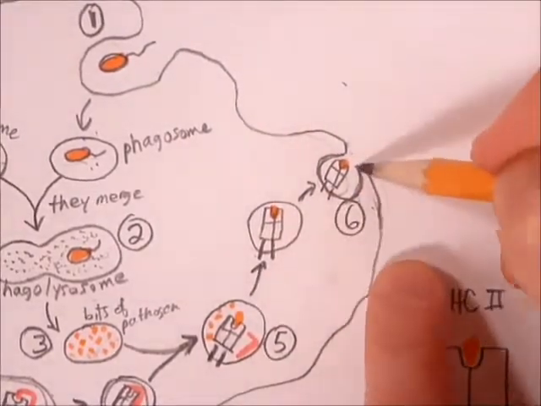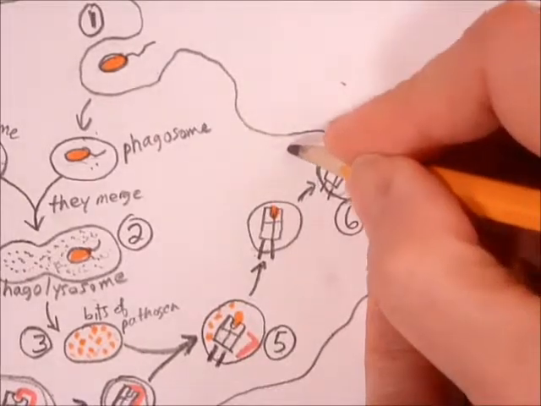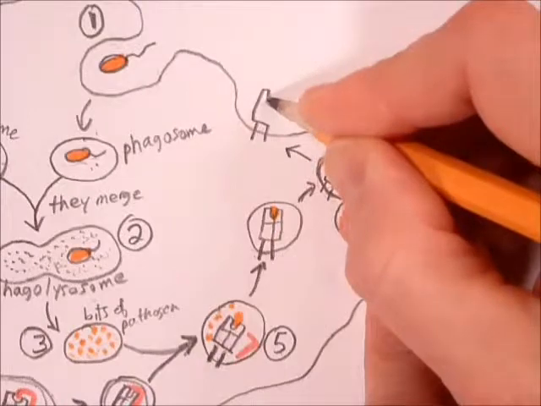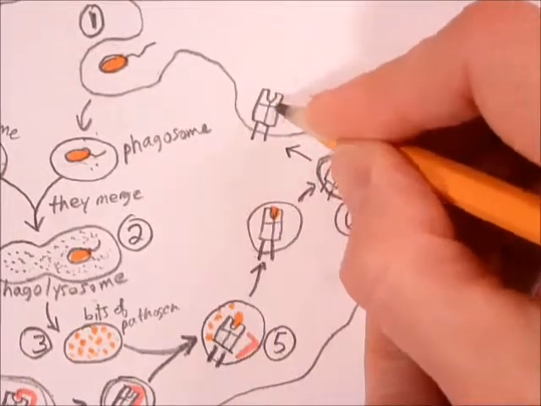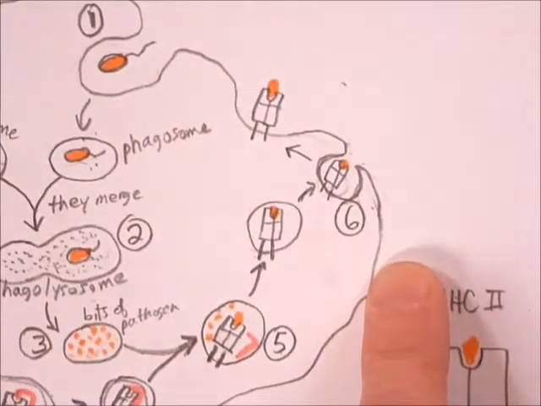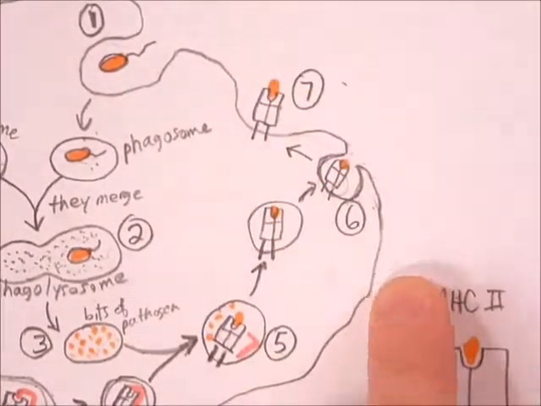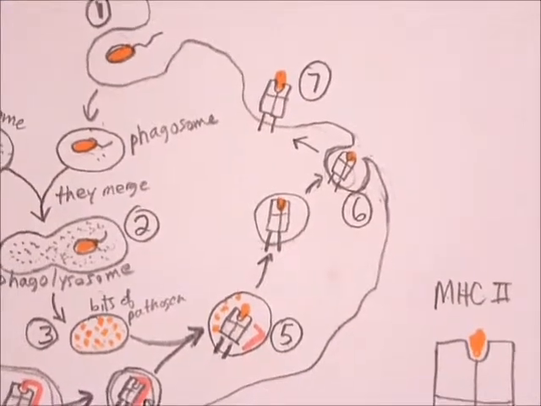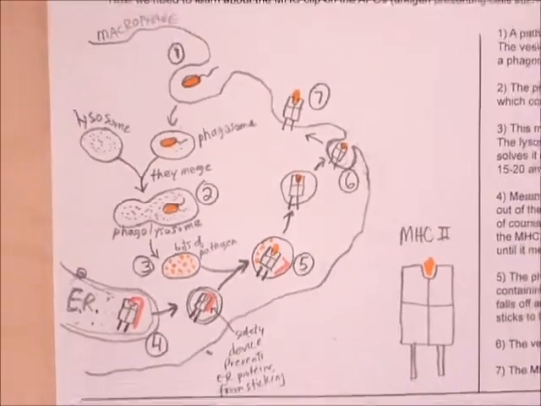The vesicle merges with the membrane, and then we'll just go to number 7. The vesicle disappears, it completely merges. And number 7, there it is. So that's how an antigen-presenting cell presents the antigens.